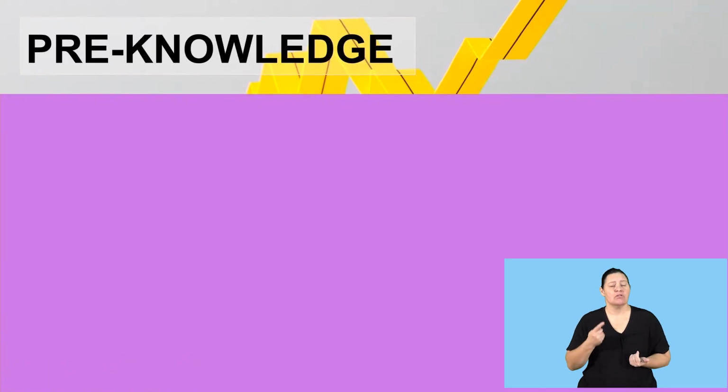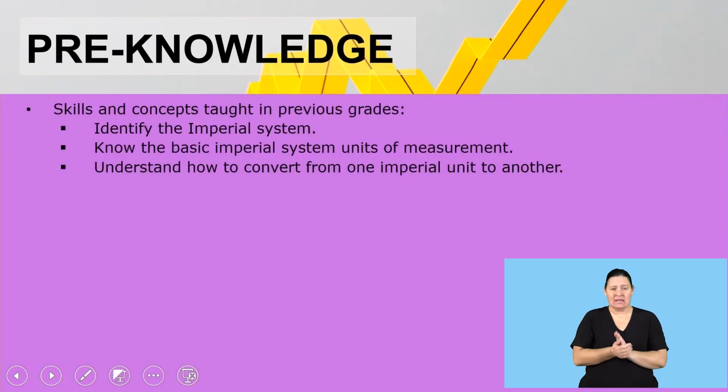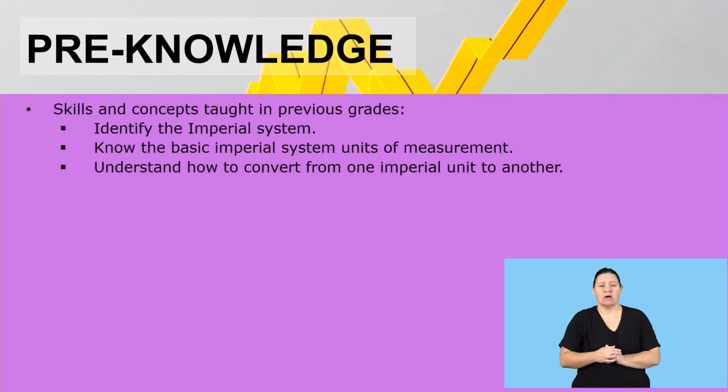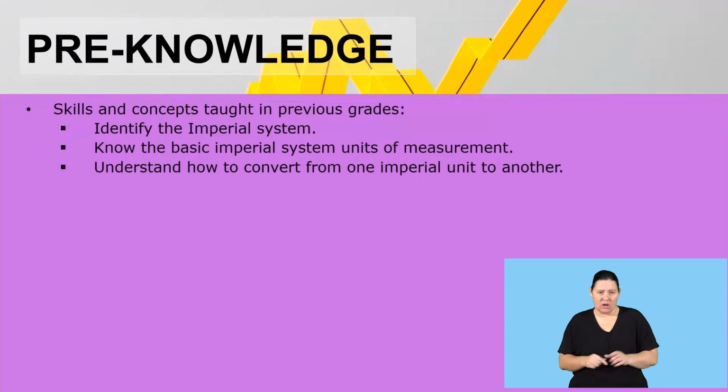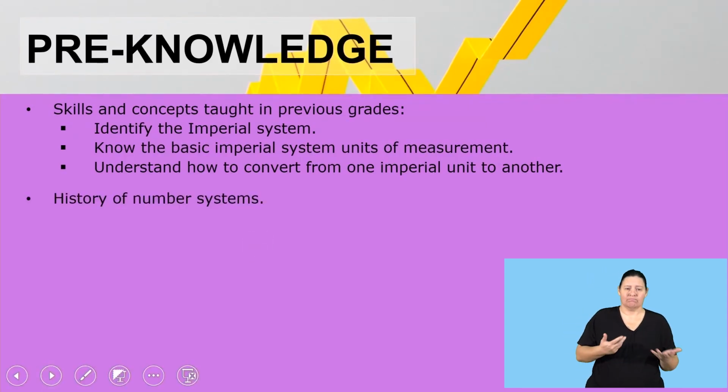So what else do I expect? In order for us to engage in this lesson, you should have certain pre-knowledge. So what is that pre-knowledge? First of all, the skills and concepts taught in previous grades. For example, identify the imperial system. You must know the basic imperial system units of measurement. Also, understand how to convert from one imperial unit into another, but further down also how to convert from imperial into the metric system.